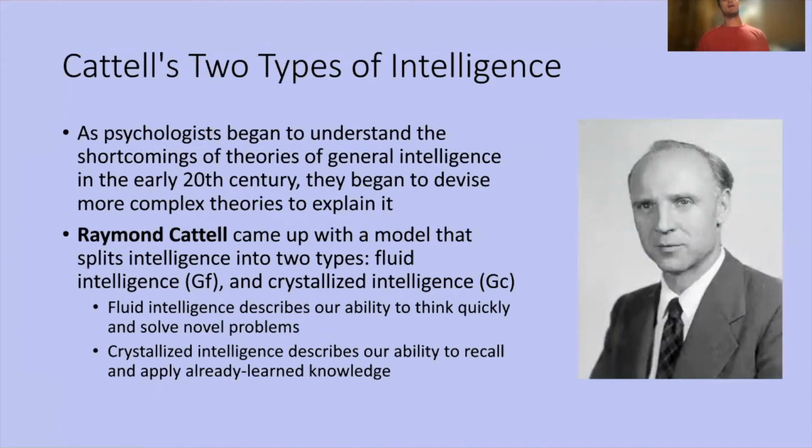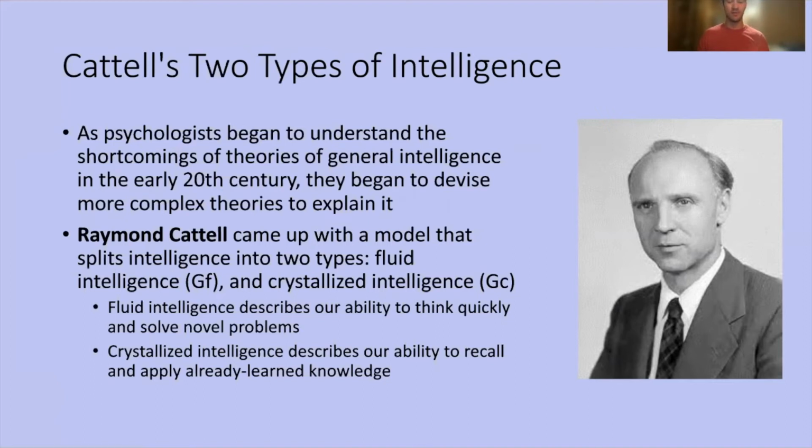Okay, so now we're starting to deviate a little bit away from that idea that there is a general intelligence. As psychologists began to understand the shortcomings of these theories of general intelligence in the early 20th century, they began to devise more complex theories to explain it. Again, they were looking at all of these theories and they were seeing so many problems with it.